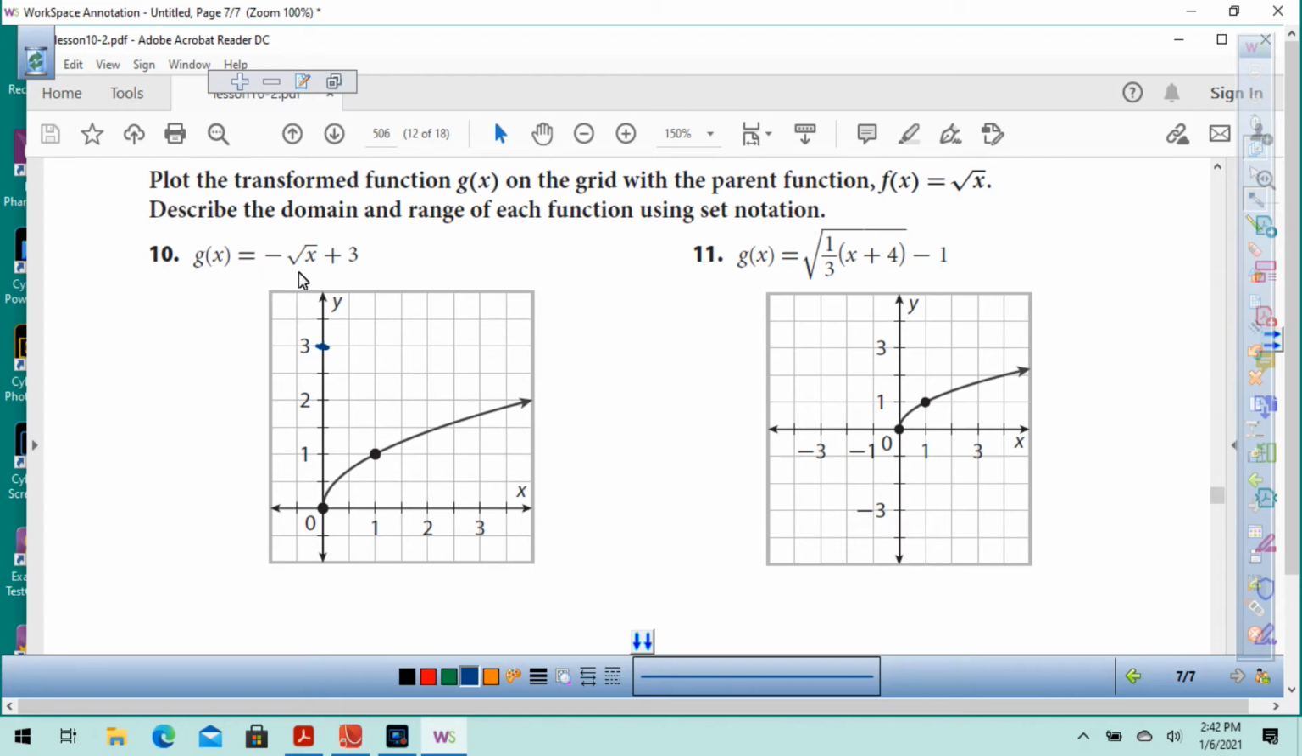Let's just try it. Let's put a 1 in there. What's the square root of 1? 1. So we got negative 1 plus 3, that's going to give us 2. So we're going to have a point here at 2. And we can do 4 over here. What's the square root of 4? The square root of 4 is 2. So we got negative 2 plus 3, that gives you 1. So that's going to be right there. So it's going to look something like this right here.